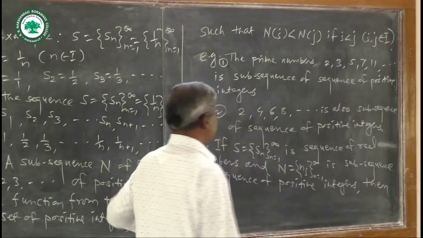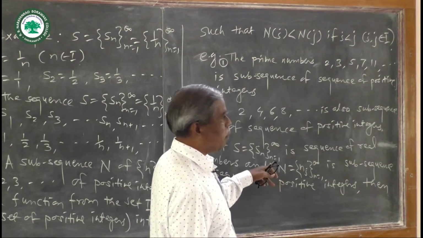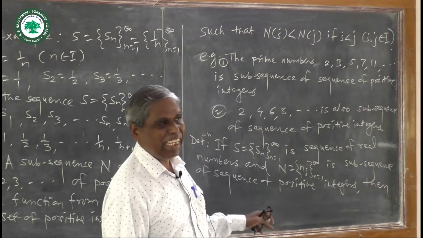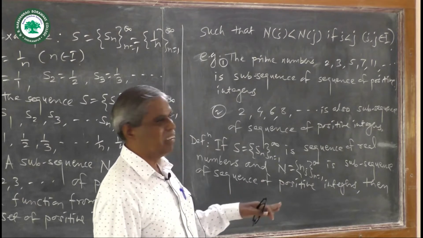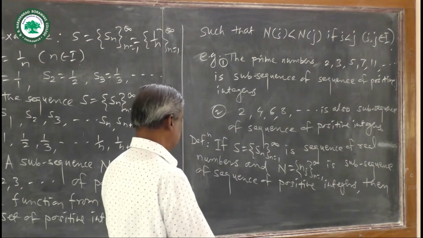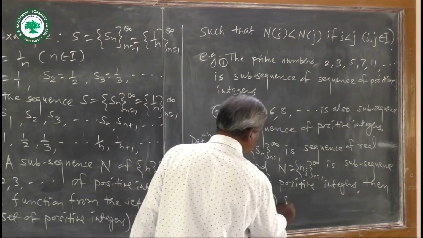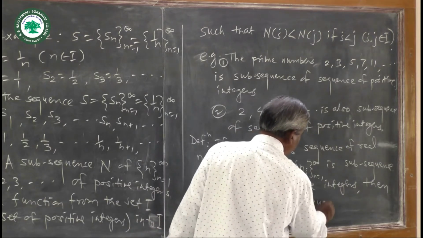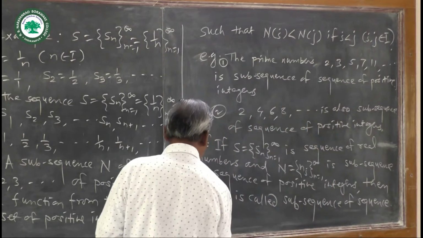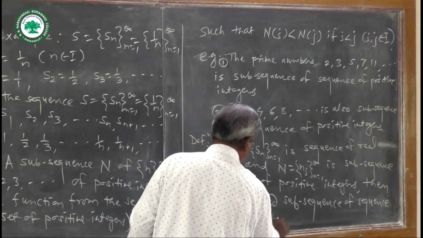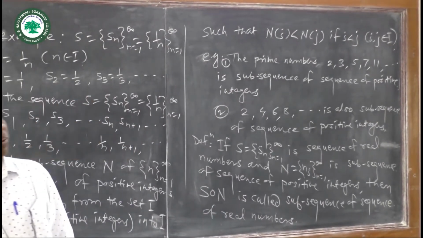Then since capital S is equal to S n, n is equal to 1 to infinity, is a sequence of real numbers, it is a function from capital I into R, and capital N is equal to n i, i is equal to 1 to infinity, is a subsequence of the sequence of positive integers, a function from I into I. Therefore, S composition N is called a subsequence of the sequence of real numbers.